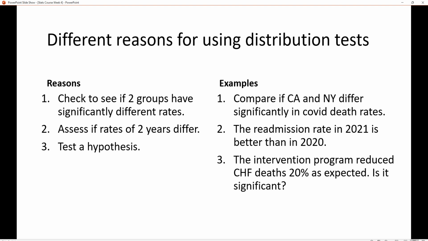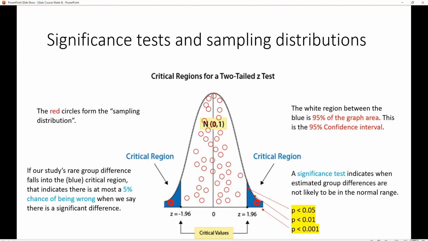And we can also test a hypothesis. An example of that is the intervention program reduced CHF deaths by 20% as expected. Is it significant? We can test for this with distribution tests, and there are other reasons that we can do that, but these are some of the most common.